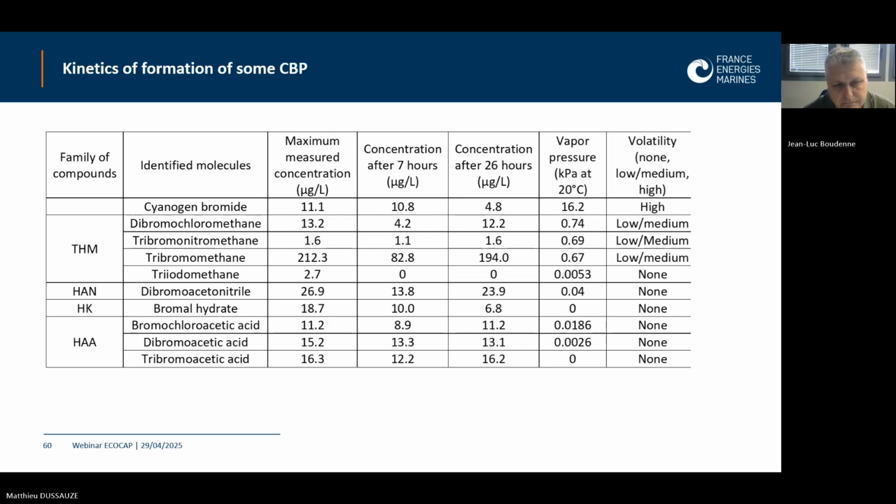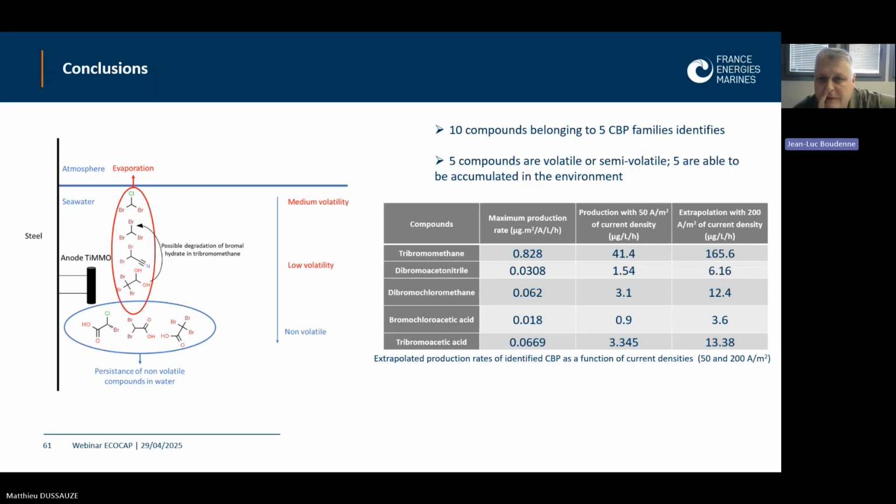The other compounds, and especially haloacetic acids, are not volatile, and these compounds are supposed to accumulate in water and probably in organisms. So to resume, we have found 10 compounds belonging to 5 chlorination byproduct families. Among these compounds, 5 are volatile or semi-volatile, and 5 are able to accumulate in the environment. It is important to note that we have unknown compounds on our chromatogram. We suppose that the compounds not identified are halophenol and halobenzoquinone compounds, but further research is needed to find the nature of these other compounds.